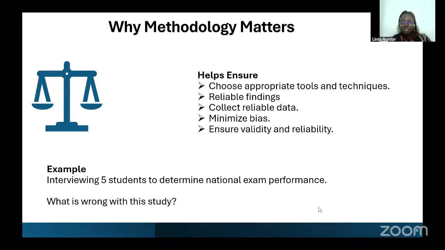Okay, because it's not representative of the total population. Excellent, Christy. You have a national exam performance, which means 5 students cannot write a national exam. It will be hundreds, thousands of students. So you selecting 5 out of thousands to do a research, it doesn't work. So you find out that your methodology is wrong.